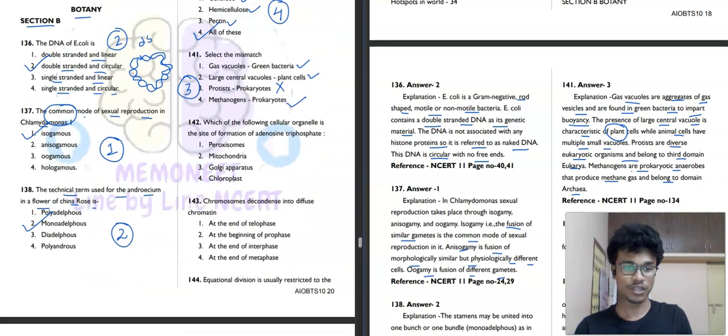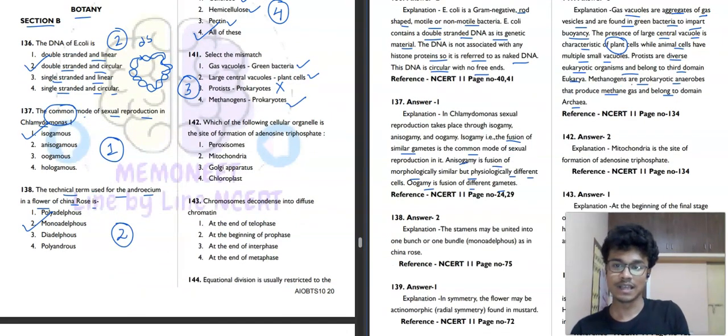Moving towards the next question, 142. It is saying which of the following cellular organelles is the site of formation of adenosine triphosphate: peroxisome, mitochondria, Golgi apparatus, or chloroplast? Come on, this is the easiest question on this paper. It is asking which cellular organelle is the site of formation of ATP. We know from class 6 that mitochondria is the powerhouse of the cell. The second option will be the correct answer for this question.